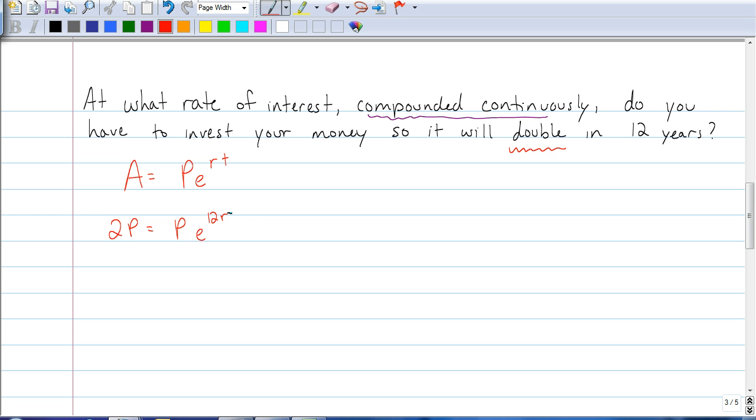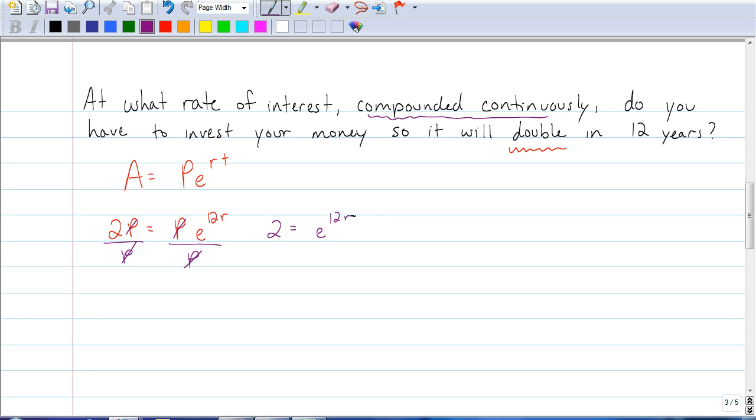So now I want to solve this. Again, here's my exponent, or there's my variable that's an exponent. The base that it's attached to is the E. I want to get that by itself, so I'm going to divide both sides by P. That leaves me with 2 equals E to the 12R as my exponent. Don't do anything weird like dividing by E or taking each side to the 12R power. This is one of those where we just follow these three steps.